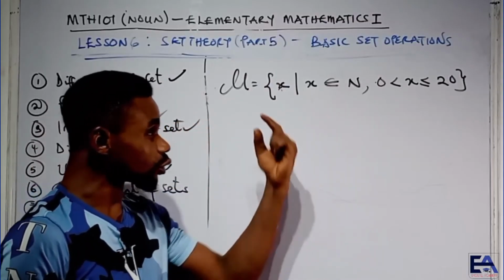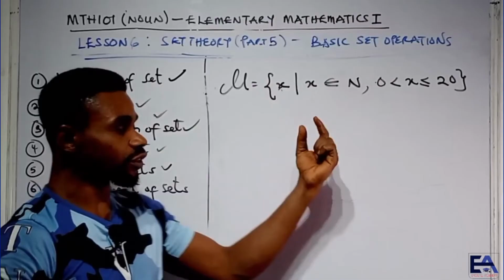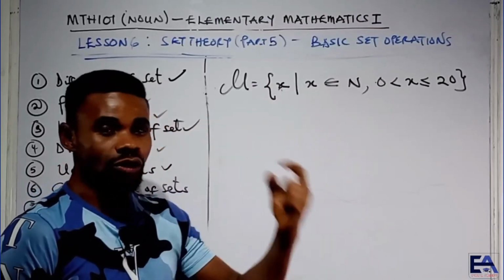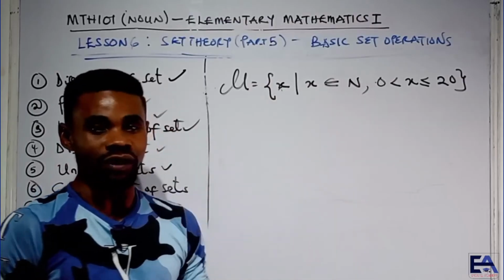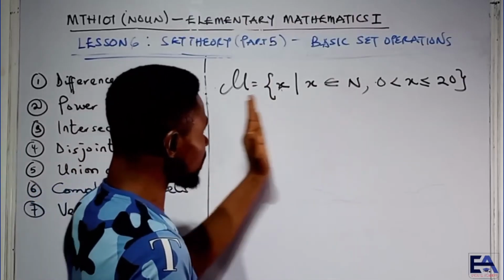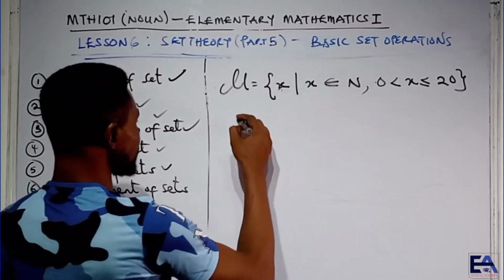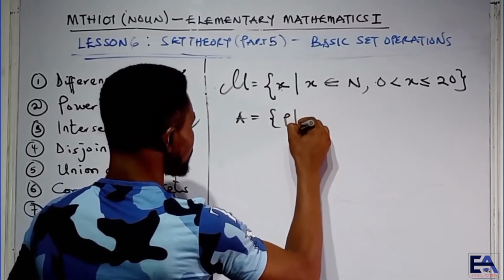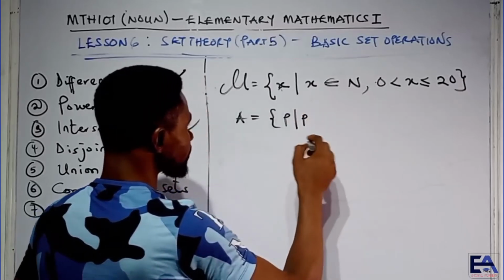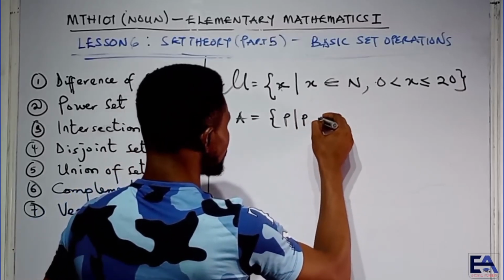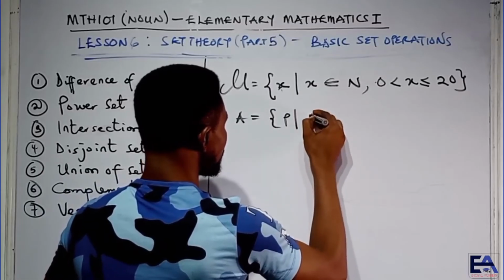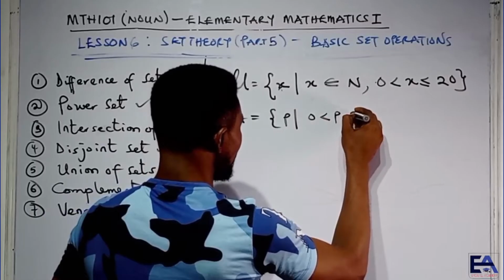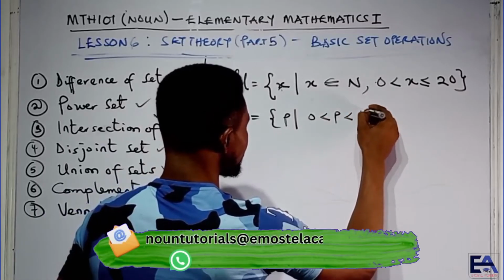So anything I'm going to create below this universal set, whatever the instruction is, I'll make sure that all the elements are formed from this universal set. For instance, you have been given a general set, right? And then you now say, okay, let A be a set of P such that 0 is less than P and then less than 10.